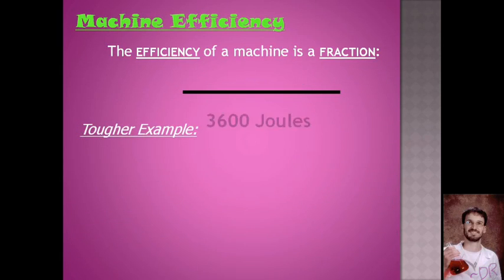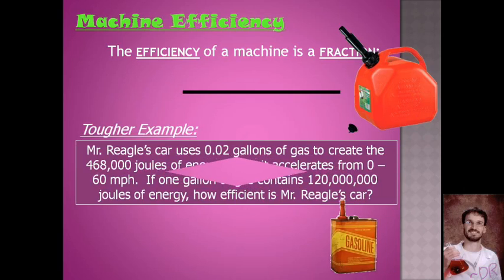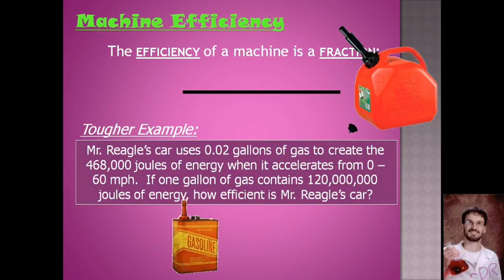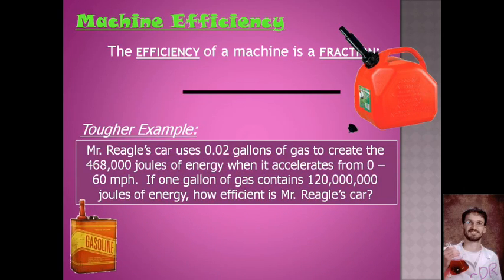All right, how about a complex example? Let's go back and we'll finish up talking about my car. How efficient is the motor of my car? These numbers are all legit, by the way. So my car does use 0.02 of a gallon of gas if I accelerate from 0 to 60. And 1 gallon of gas does contain 120 million joules of energy. So let's figure out how efficient my car engine is.